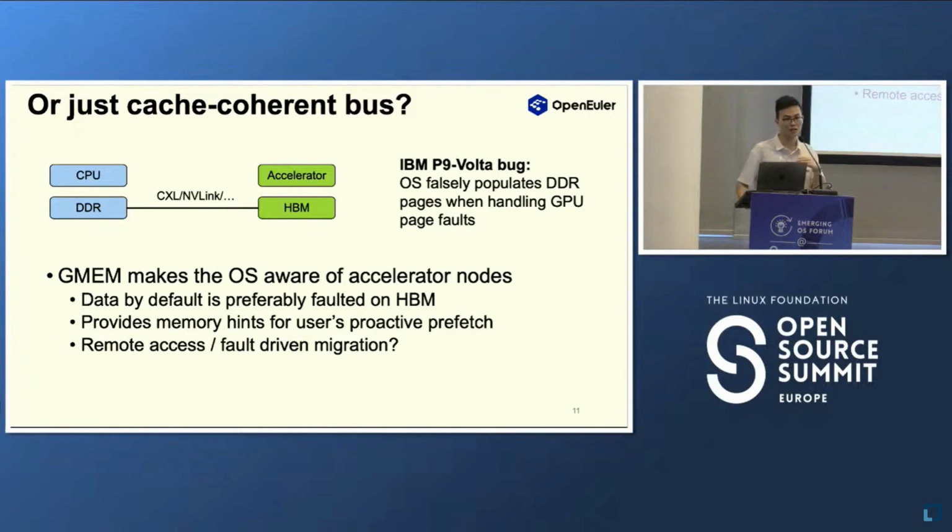But for the other kinds of applications, you may want to just fetch the data from the slow CPU DRAM to your HBM so that you can access local memory with much higher bandwidth.